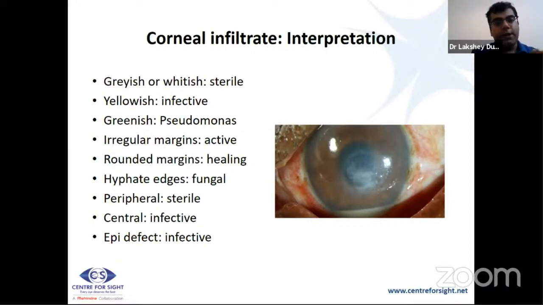So ulcers, if they are grayish or whitish, it suggests that they are sterile. If they are yellowish, infective. If margins are irregular, suggests that they are active. If margins are rounding, suggests that it's healing. If they have hyphate edges, fungal. Peripheral, usually immune related, sterile; central, usually infective. And epithelial defects suggest that they are active and infective.